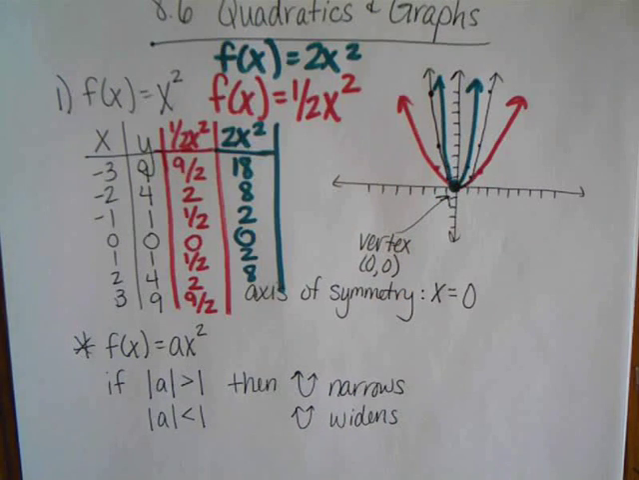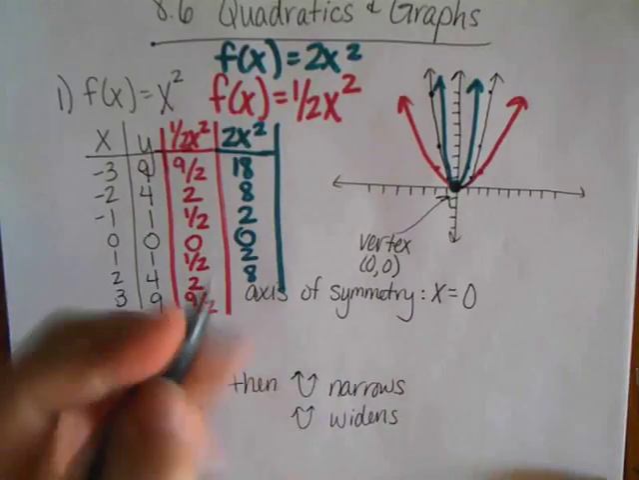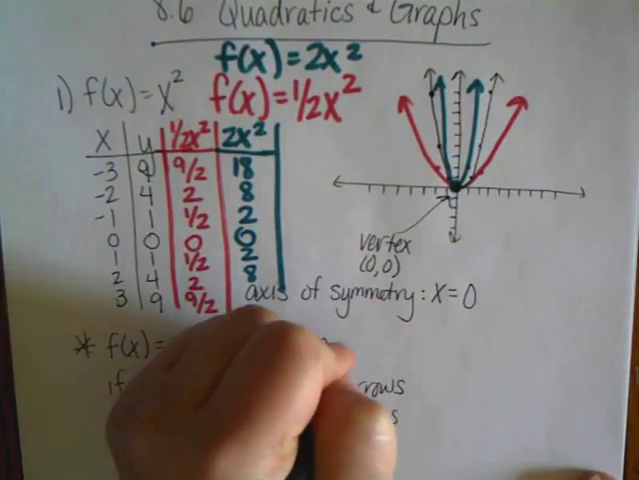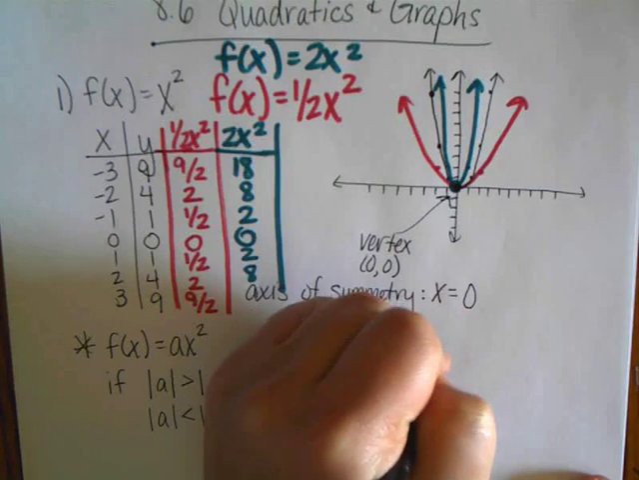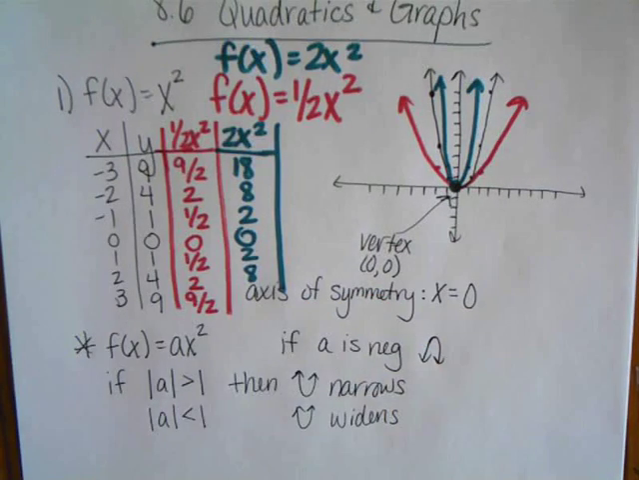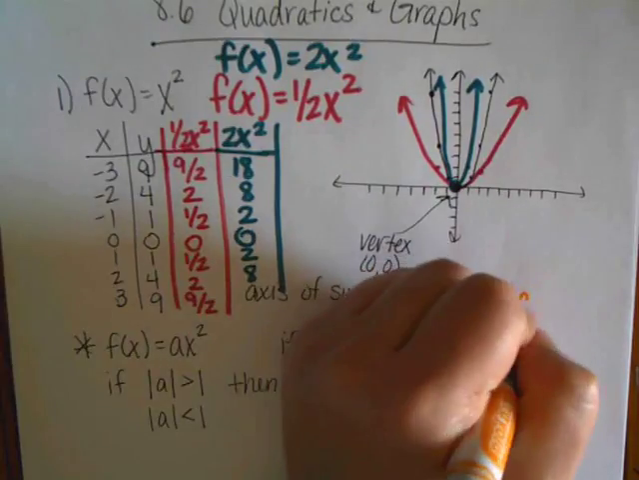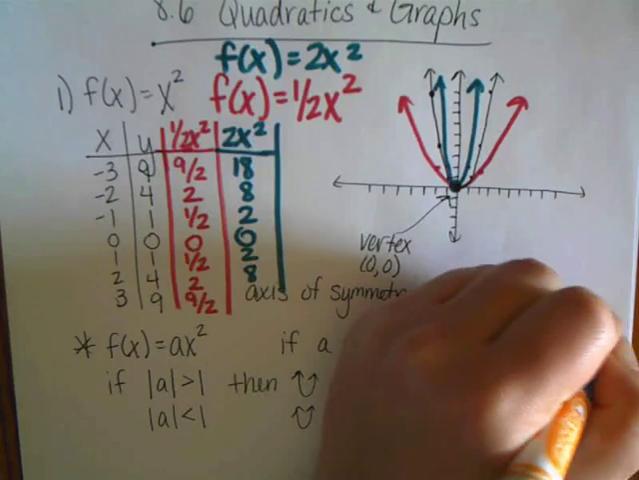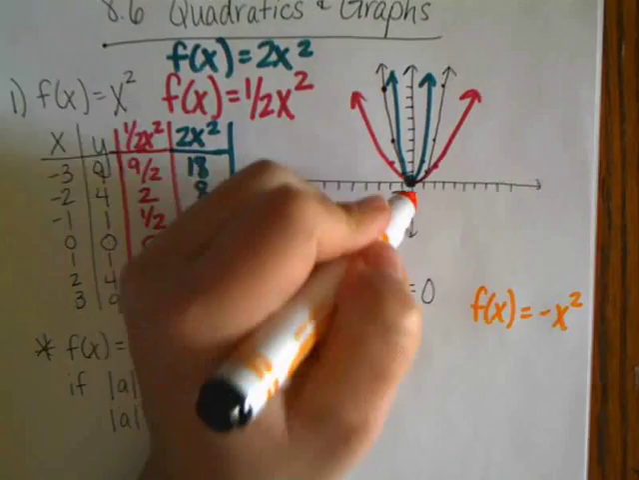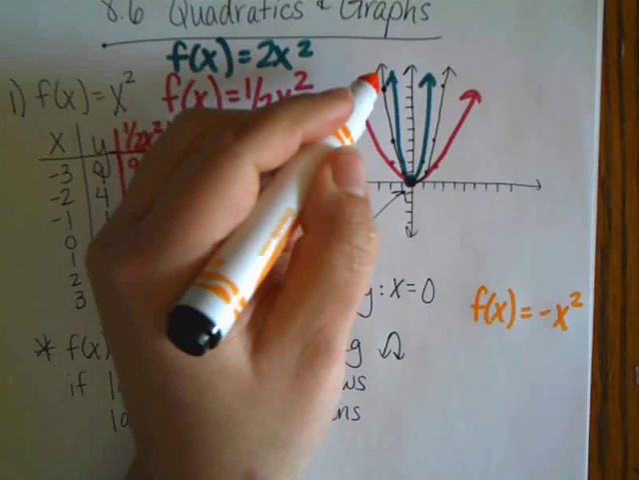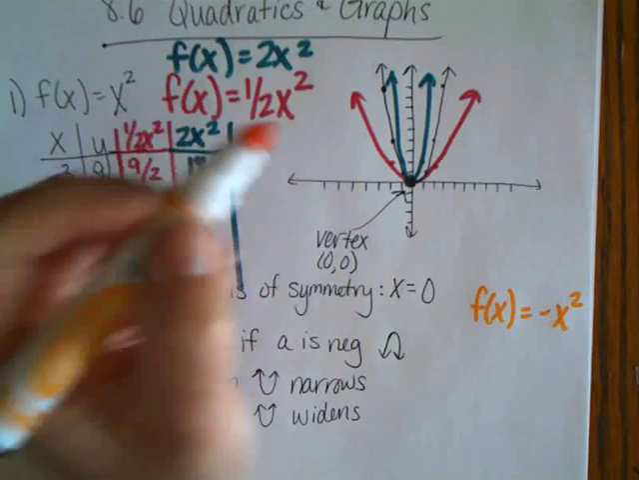The other thing to notice is that if a is negative, then the parabola opens down. You might want to write that down. So if I have negative x squared, then it is symmetrical to the original black graph over the x-axis.